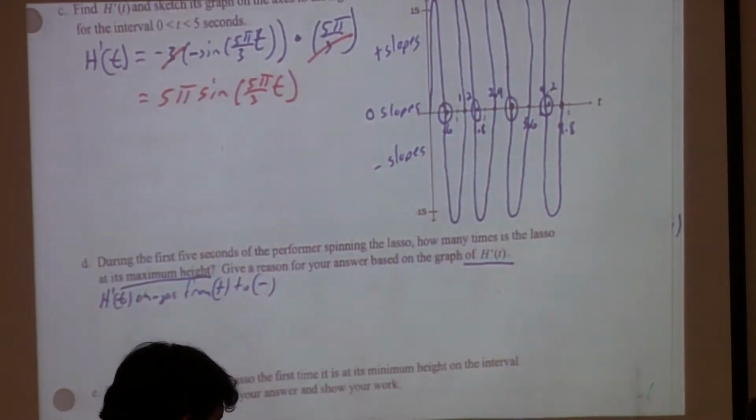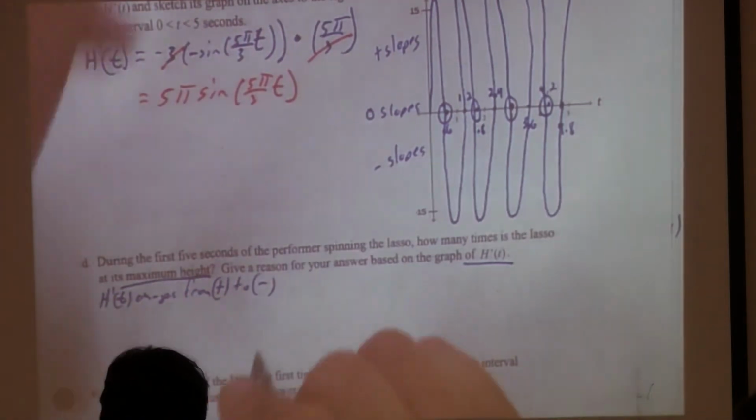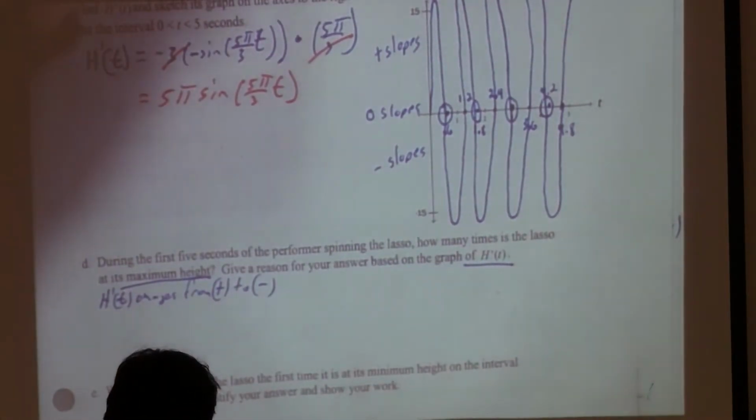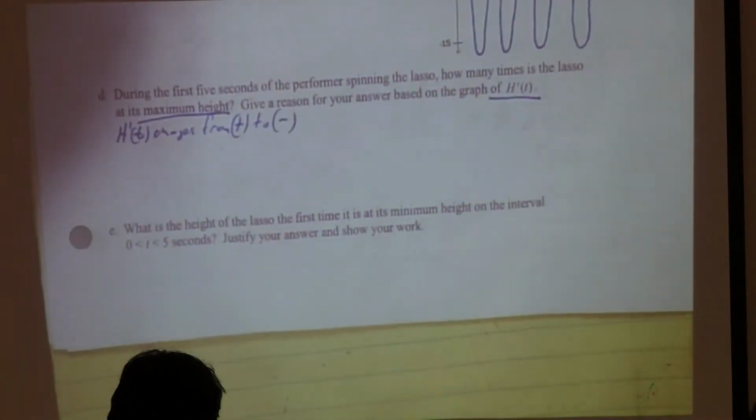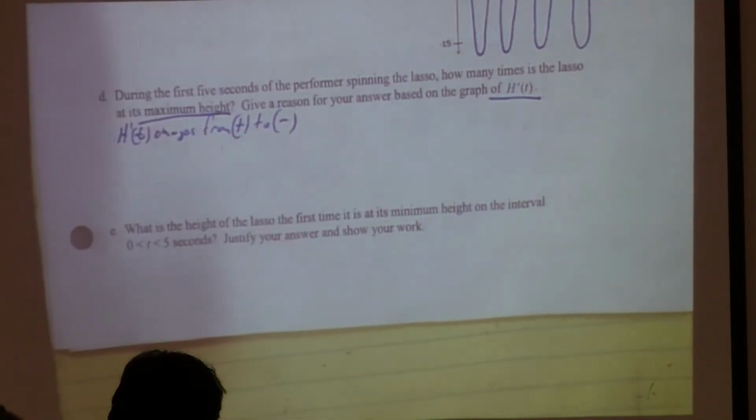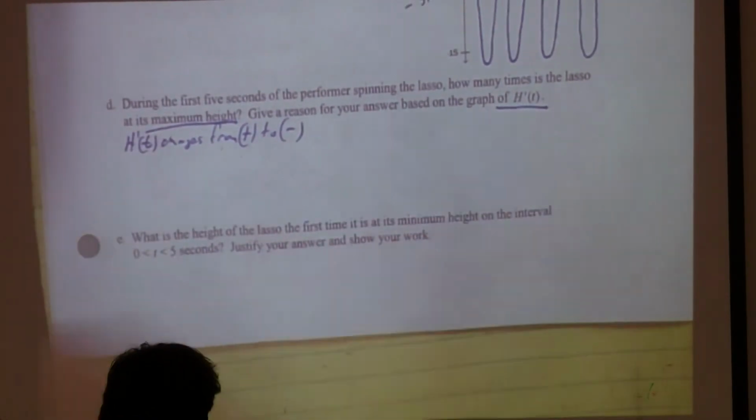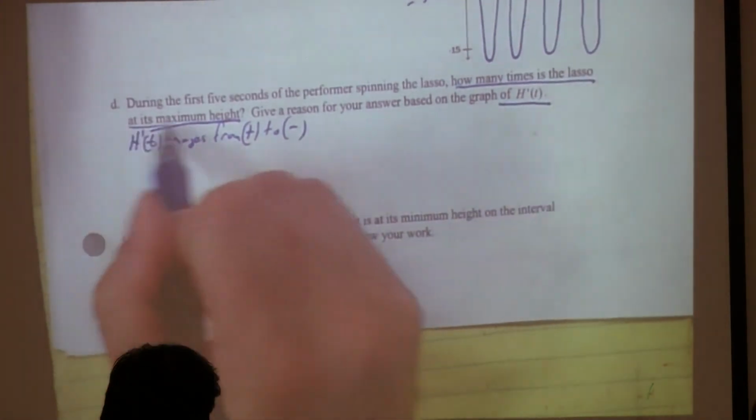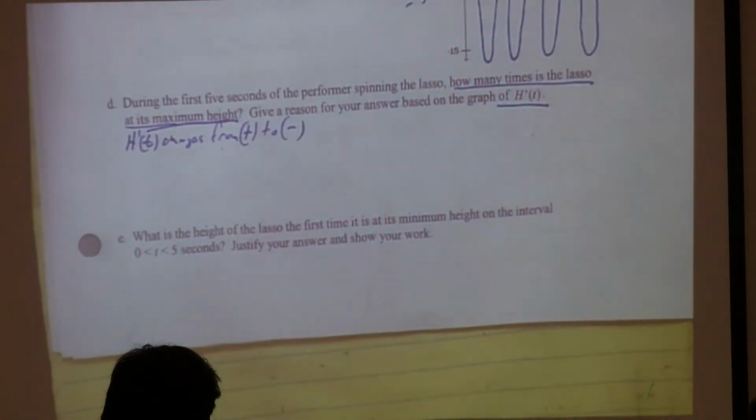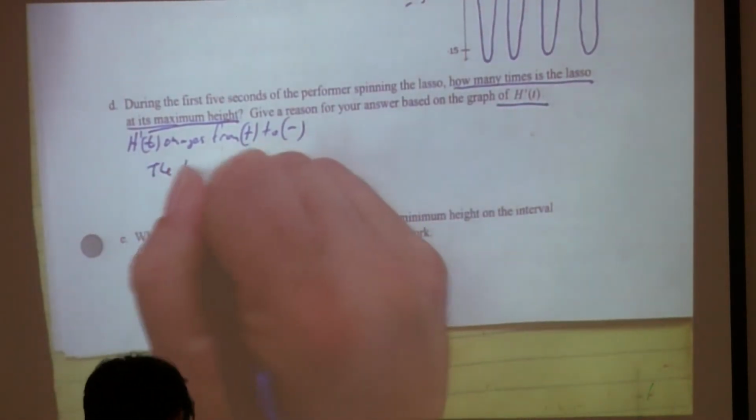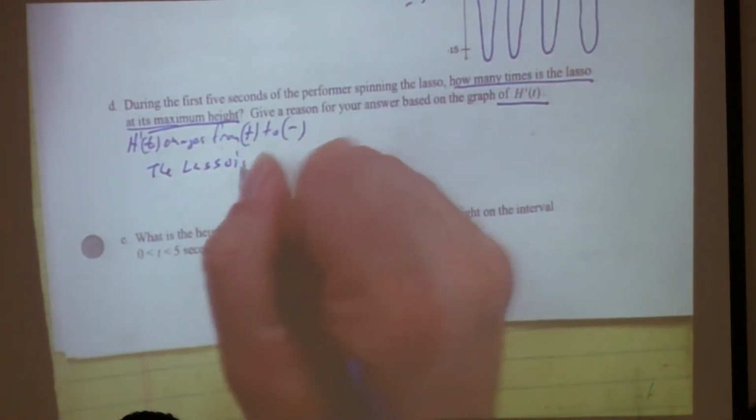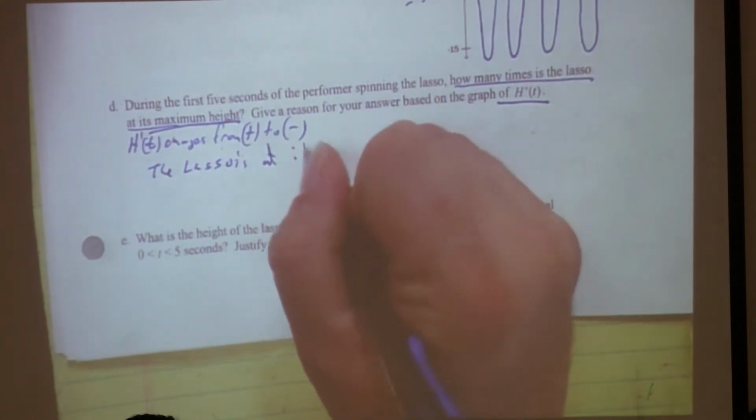Okay, cool. So how could we write here? Think about it. Think before we speak. What are we trying to answer? How many times is the lasso at its maximum height? So maybe we should start off with that. What could we say? Oh, you're good. The lasso is at its maximum height.